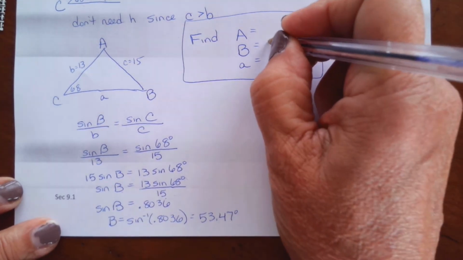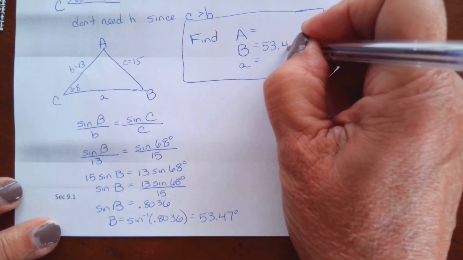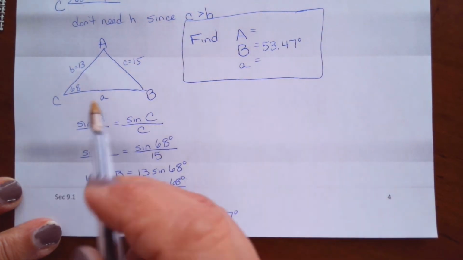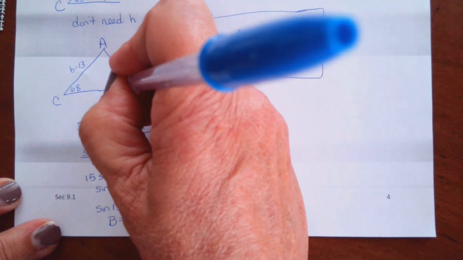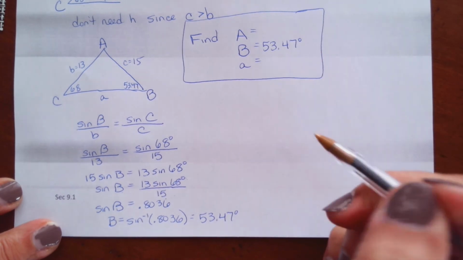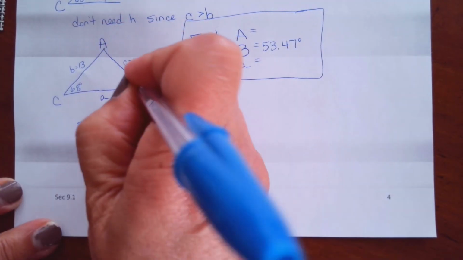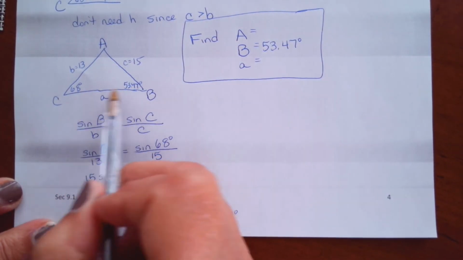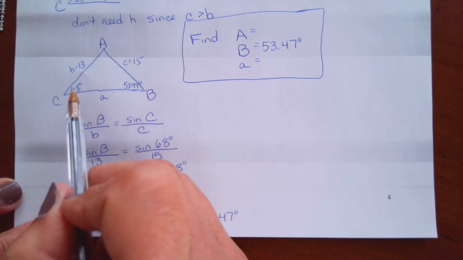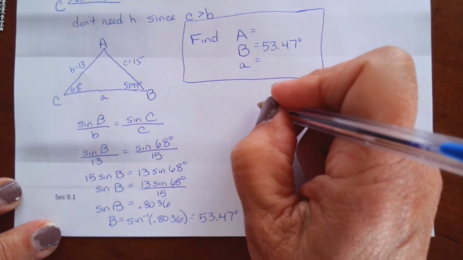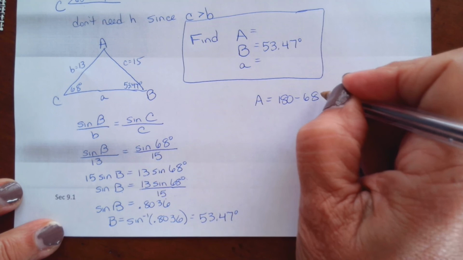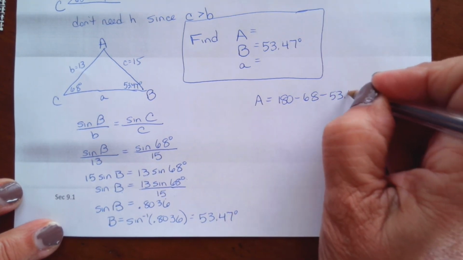All right, so I got B, 53.47 degrees. All right, now do I have to go through that again for angle A? Okay, hopefully you'll say no, okay, because now I have two angles. So now that I have two angles, I can find angle A by just doing 180 minus these two numbers. So angle A is 180 minus 68 minus 53.47.